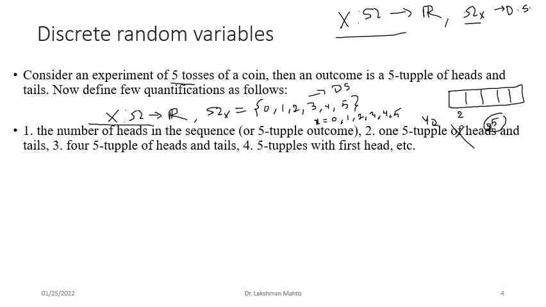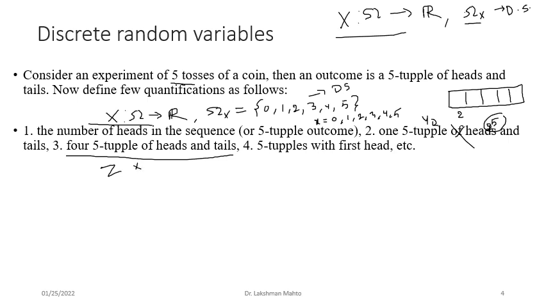Now we take another quantification, where we are counting 4 of the 5-tuples of heads and tails. Call it z. Then this z, which counts any 4 of the 5-tuples, is it again a random variable? Anyone? This one is talking about 4 of the 5-tuples of heads and tails. So tell me whether this z is a random variable or not. Try to answer it, whether it is right or wrong.